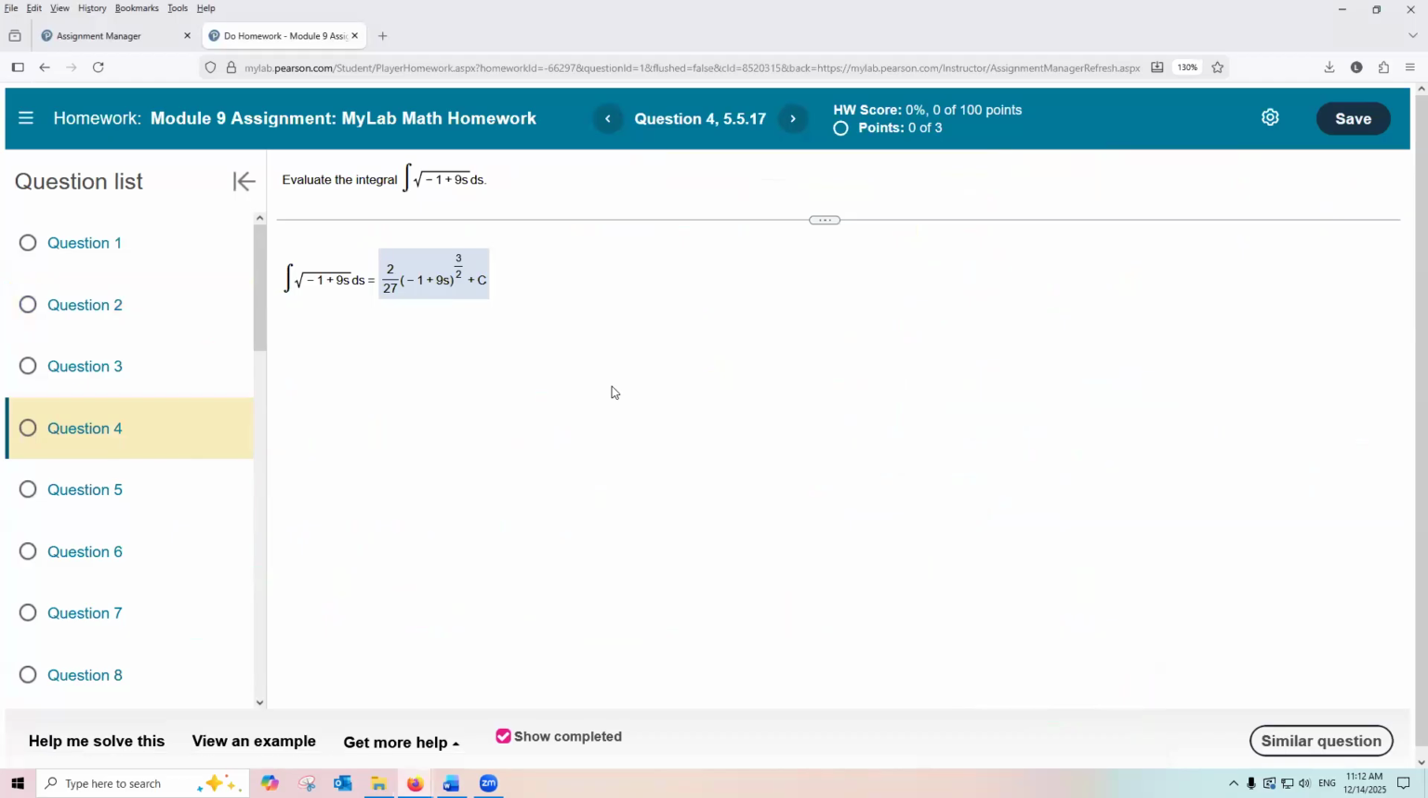All right, here's an example. It's a little different. So they're giving me the integral of the square root of (-1 + 9s) ds. Well, the first thing I'm going to do is replace the square root with exponent 1/2. Remember, the square root of x is the same as x to the 1/2. So let me do that replacement. So this is going to be the integral of (-1 + 9s) to the 1/2 ds.